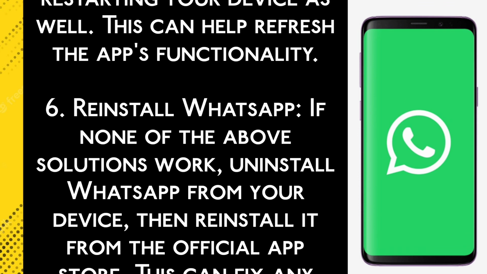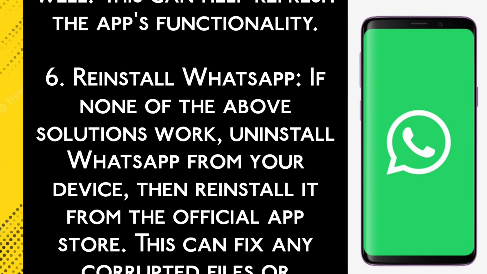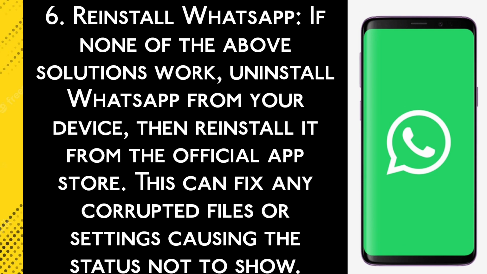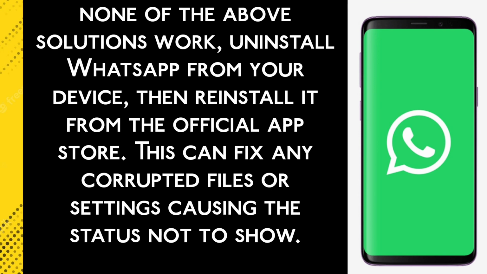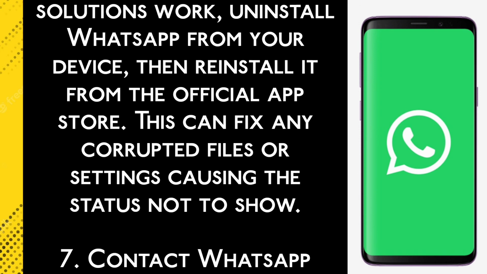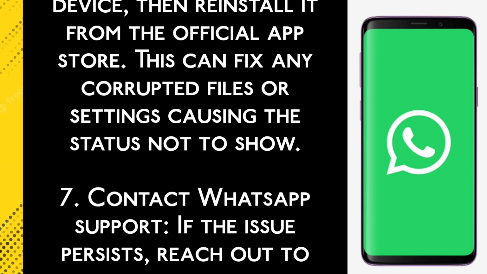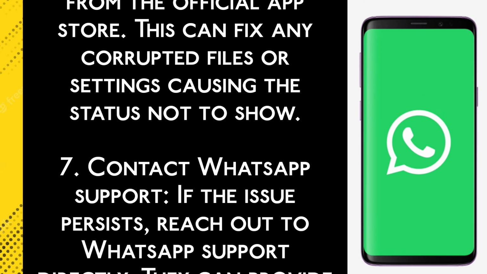Number 6. Reinstall WhatsApp. Both solutions work. Uninstall WhatsApp from your device, then reinstall it from the official App Store. This can fix any corrupted files or settings causing the status not to show.